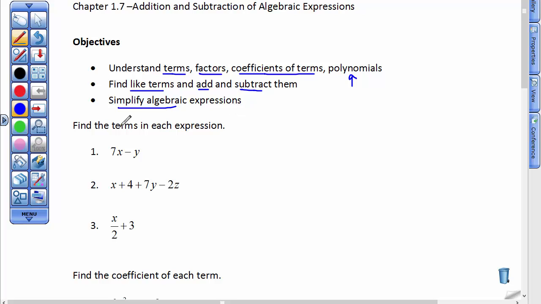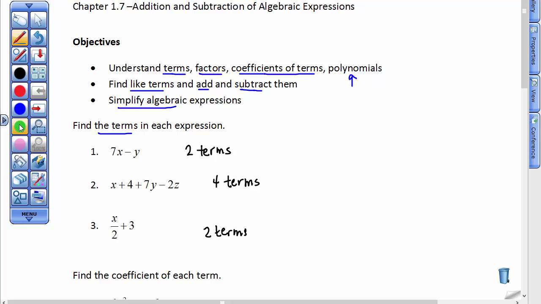So first of all, let's talk about the terms of an expression. This first problem, number 1, has 2 terms in this expression. Let me go to the next one. This next one has 4 terms. And then finally, the last one has 2 terms. I'm going to go back and identify those.